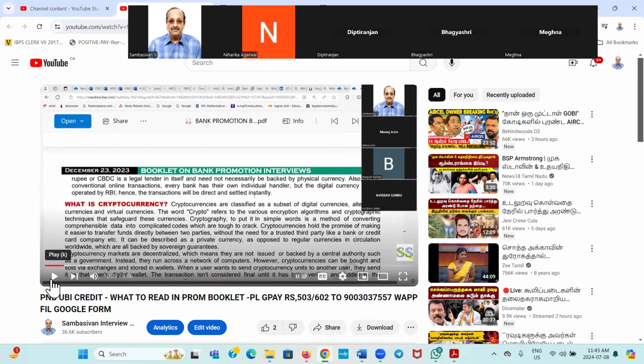Candidates, you may be wondering what this is. This is a link of the booklet on bank promotions I shared yesterday with you. In that, there are about 112 pages or so. In the end, you have ratio analysis and balance sheet analysis. But from page 47, some aspects of it can be asked in a bank interview. I am just telling you those points which are important for you to read.